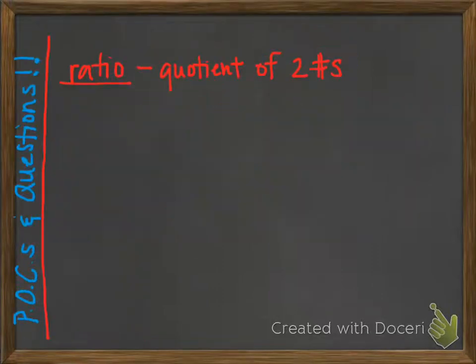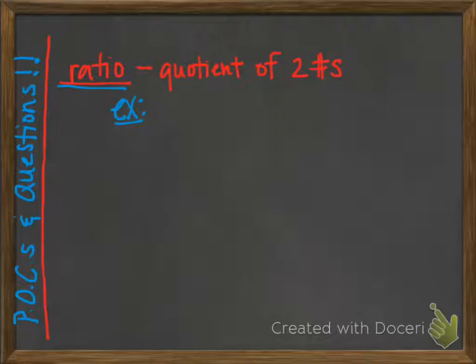The first concept, which you already should be aware of, is what a ratio is. A ratio is a quotient of two numbers. So you've got two values and they're being divided by each other. Or one's being divided by the other, excuse me. Some examples of some ways that you can write ratios.